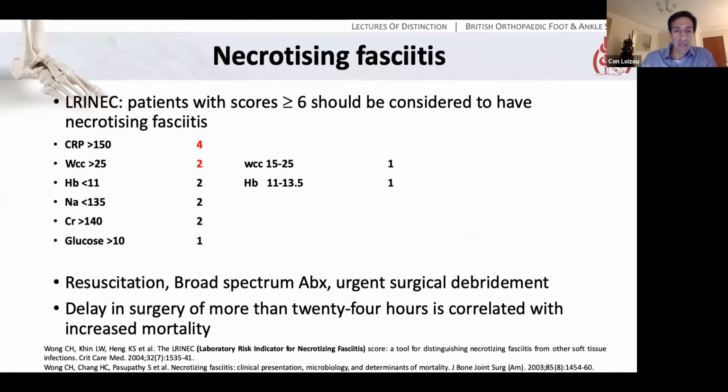Now, there is a biochemical score known as the Laboratory Risk Indicator for Necrotizing Fasciitis, which is composed of 6 markers and 6 parameters, such as CRP. And if you score 6 or more, then there is suspicion of necrotizing fasciitis. For example, if you score 4 for a CRP more than 150 and 2 for a white count more than 25, then you have 6. Now, management involves resuscitation, antibiotics, and surgery, and any delay can result in increased mortality.